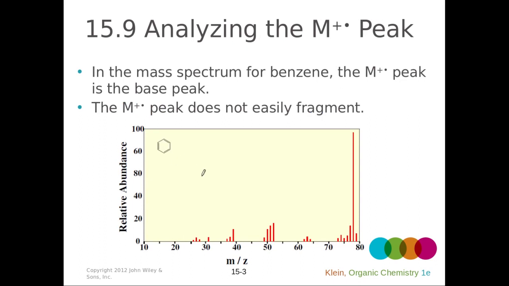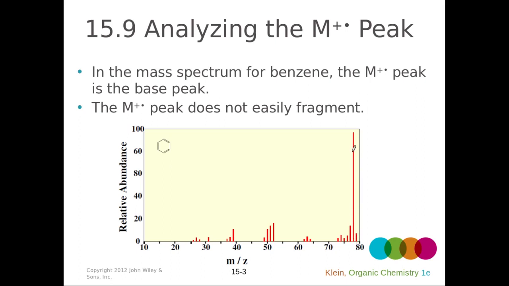Now here we have a mass spectrum for benzene. Where do you think our molecular ion peak would be for benzene? Okay, so benzene actually weighs 78 AMUs, because we have 6 hydrogens and 6 carbons in this molecule. And so since it weighs 78 AMUs, we can see that right here on the spectrum.